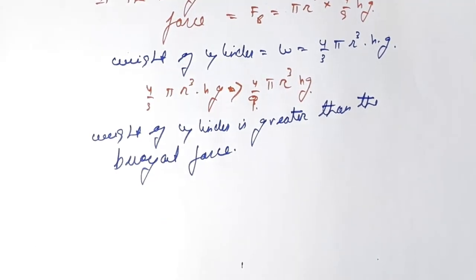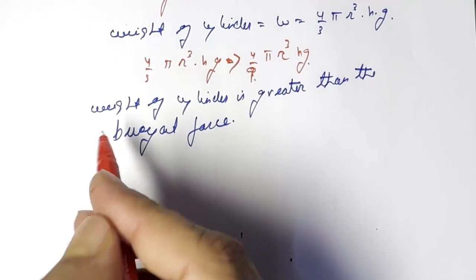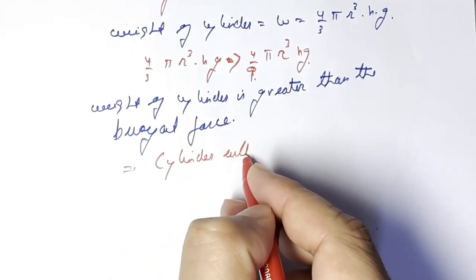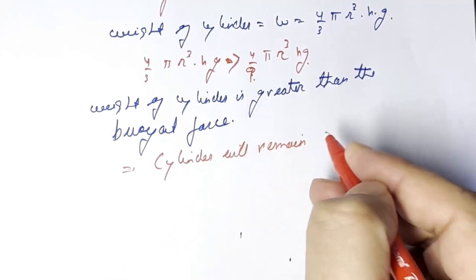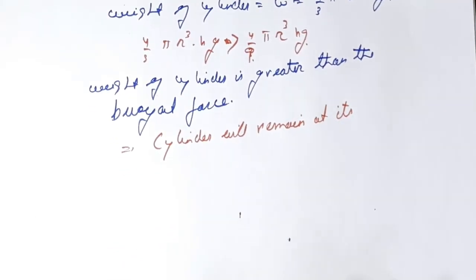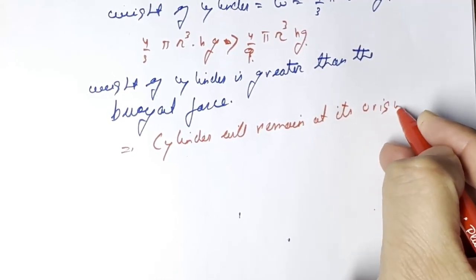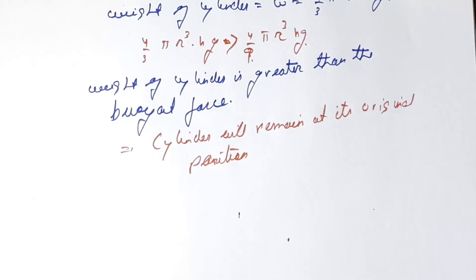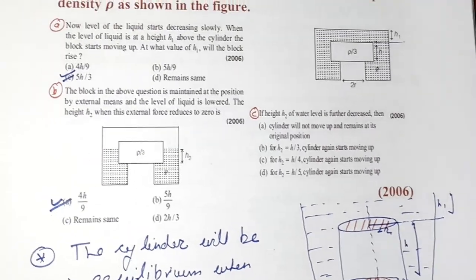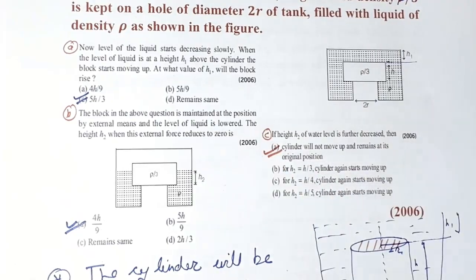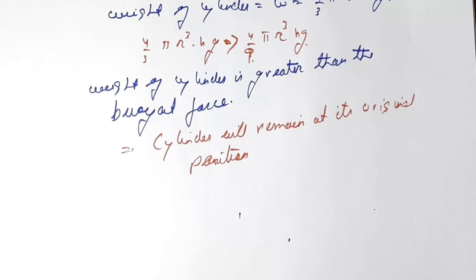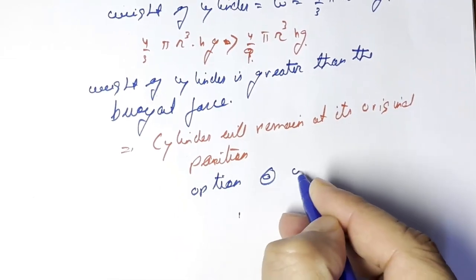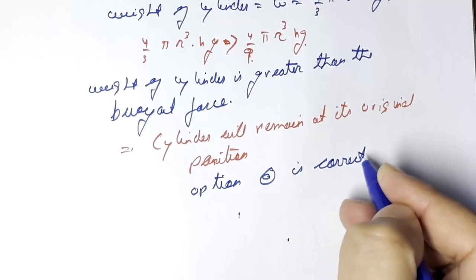So under this condition, the cylinder will remain at its original position. And the options that are given to us, option number A is the correct one. Option A is correct.